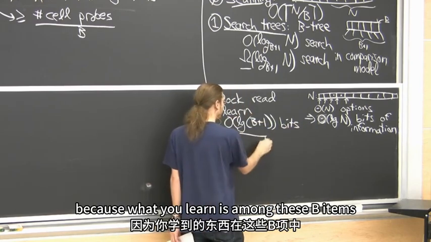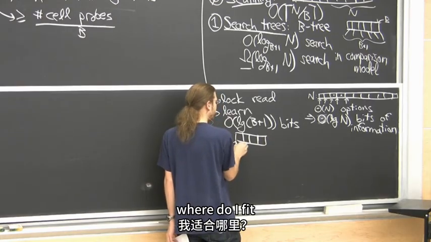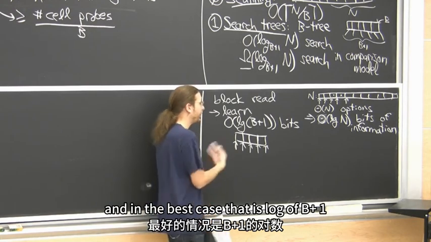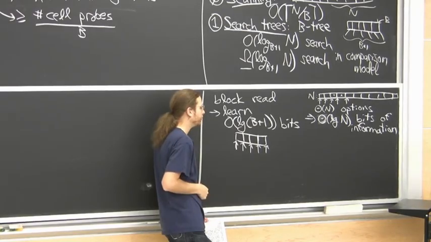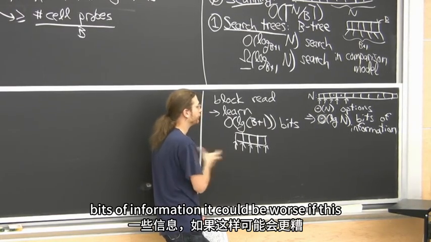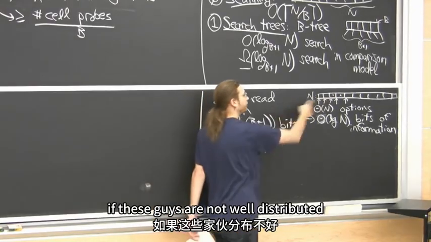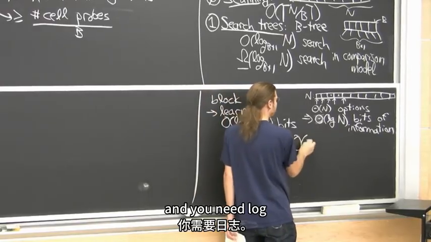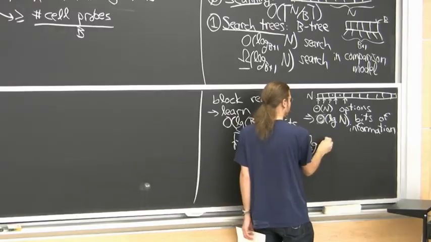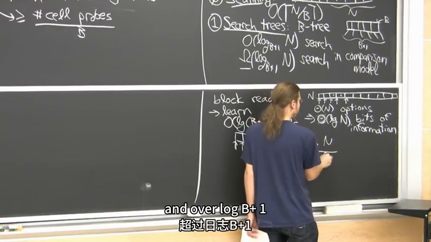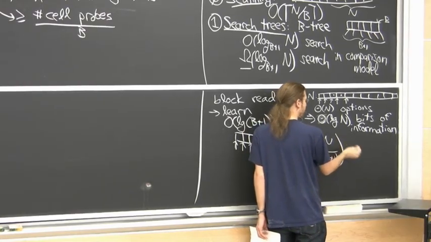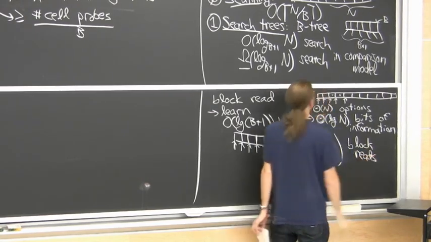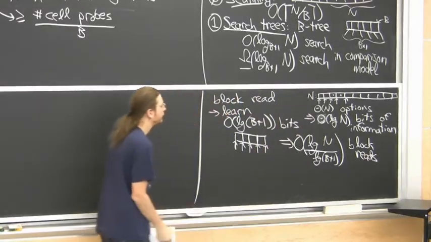Because what you learn is among these b items, where do I fit? And in the best case, that is log of b plus 1 bits of information. It could be worse if these guys are not well distributed among your n items. It's at most that. And so you take the ratio, and you need log n over log b plus 1 block reads. And that's log base b plus 1 of n.